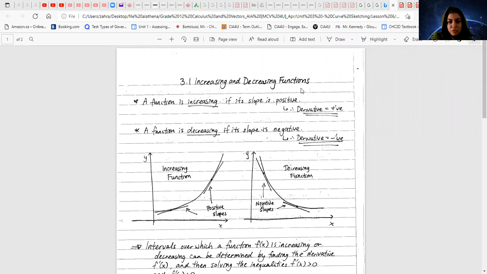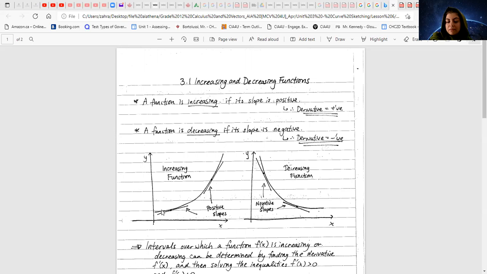3.1 increasing and decreasing functions. If a function is increasing, as you see in this picture, the slope is positive everywhere. It's just saying that the slope is increasing as well. See, here is the slope, and here at the later point, the slope is getting sharper. True? So the slope is getting bigger here, also positive.